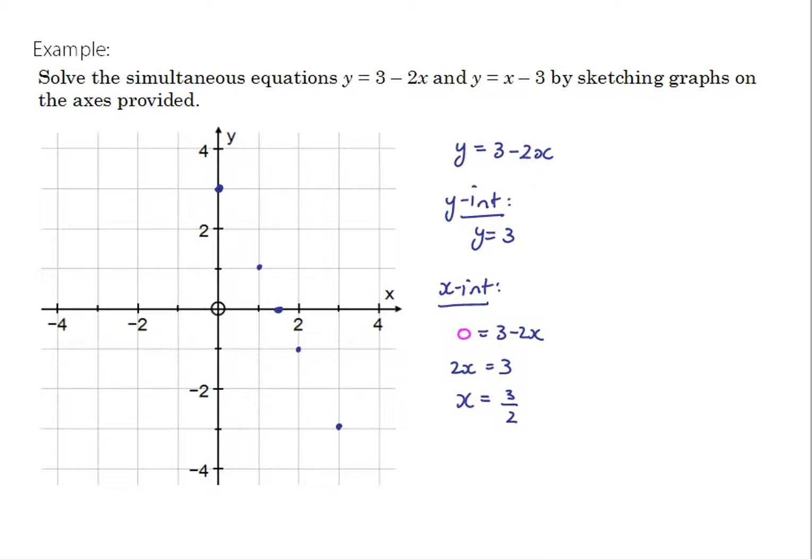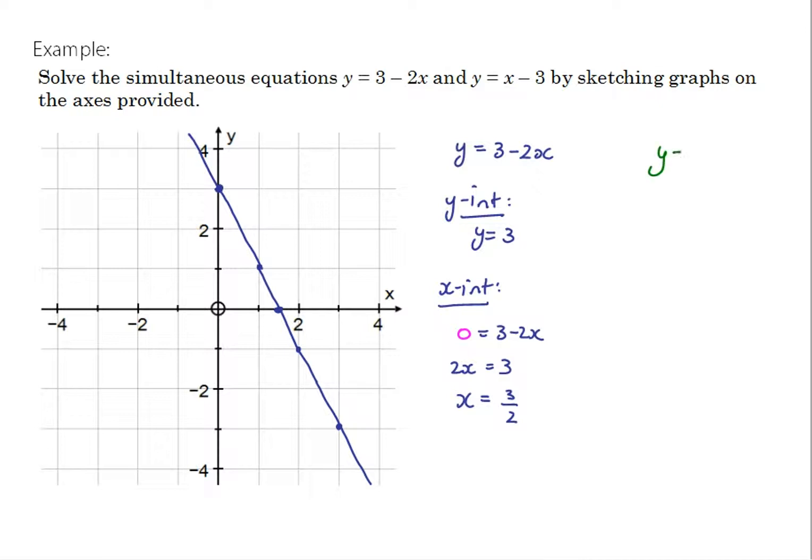So the line y equals 3 minus 2x goes through all of these points. Obviously I'm not able to use a ruler here, so my graph is not as straight as I'd like it to be, and therefore we might have some problems.